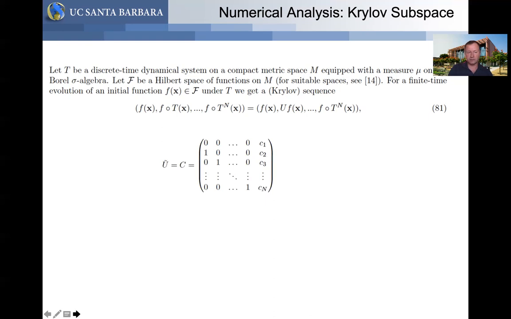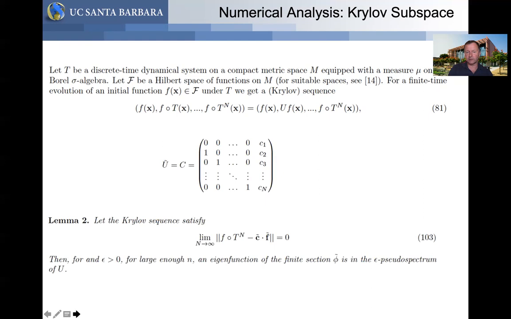The associated representation here can be obtained in terms of the companion matrix. And if the Krylov sequence itself satisfies that the nth iterate can be represented very nearly by the linear combination of previous iterates, then an eigenfunction of the finite section of this is in the epsilon pseudospectrum of the operator. So that's giving us the ability to go from finite section to eigenfunctions through a very precise requirement on the Krylov subsequence.